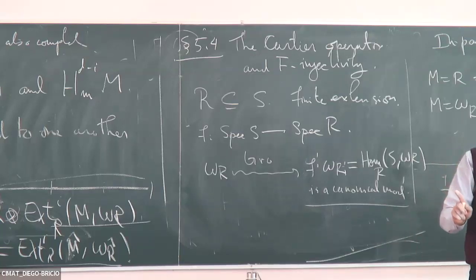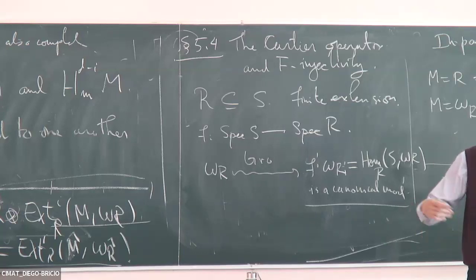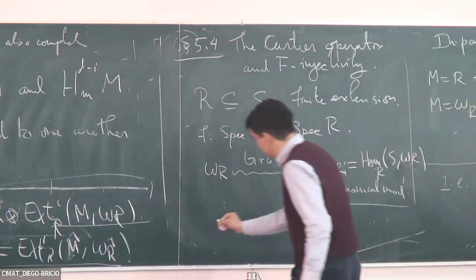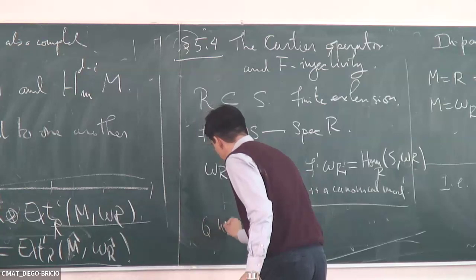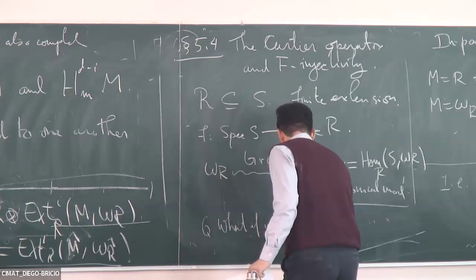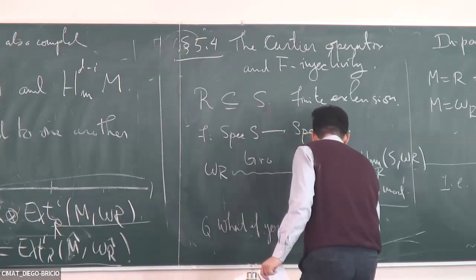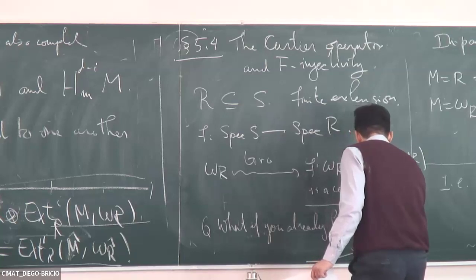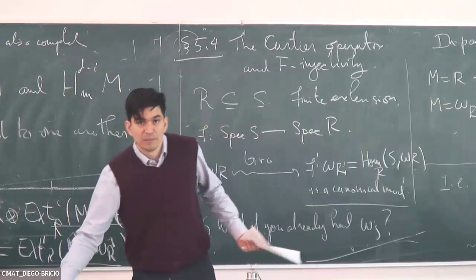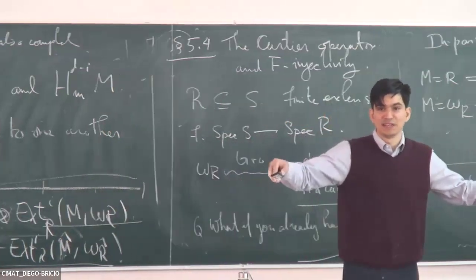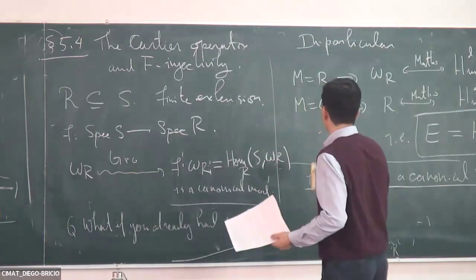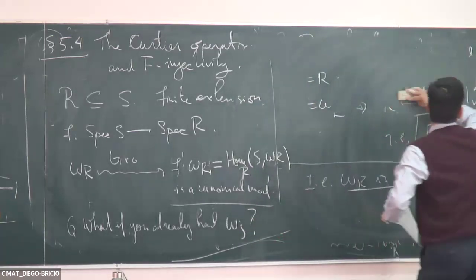Okay? But here's the thing. What if, for some other reason, you already had a canonical module? So this is the delicate question. What if you already have a canonical module omega S for some other reason? Because maybe you know that S was a finite algebra over another Gaussian ring or something. So how do you compare that? That's the problem.